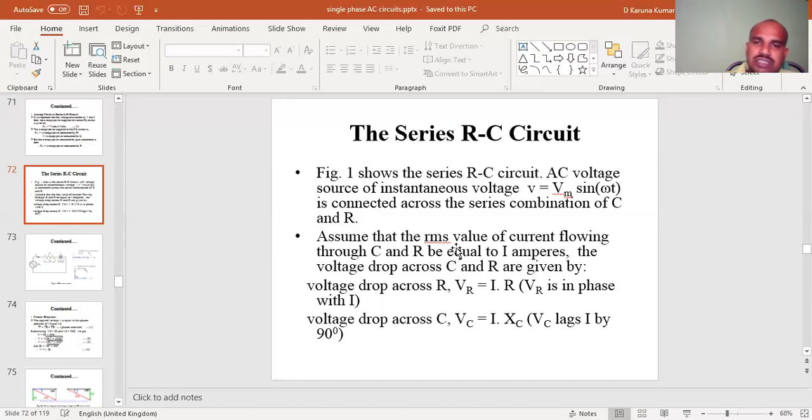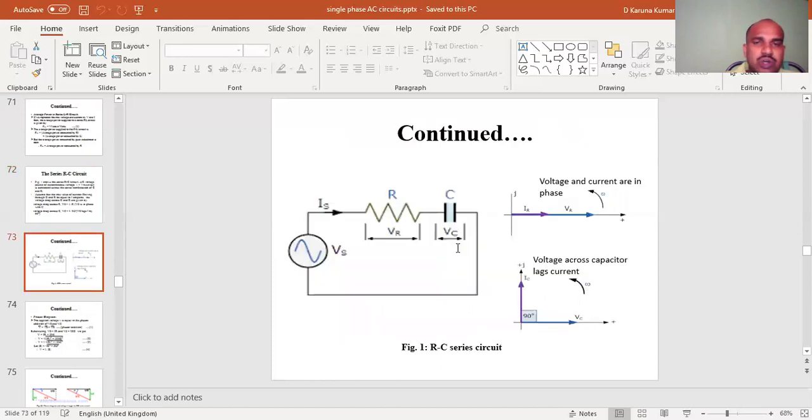The voltage drop across the capacitor is VC equal to I into XC. In the circuit diagram, when the sinusoidal voltage Vs is applied to the RC circuit, the current in the circuit and the voltages across the elements are all sinusoidal. Voltage waveform and current waveform are both sinusoidal. The voltage across the resistor and the current are in phase with each other.